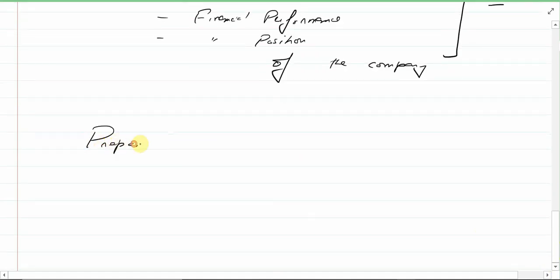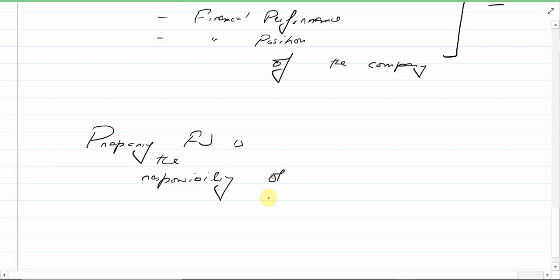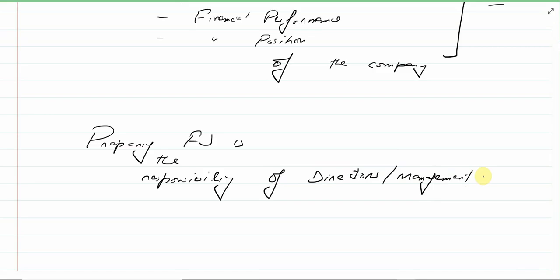So preparing financial statements is the responsibility of directors, or you can say management. So this is the concept of the financial statements, that is why the directors will be preparing them. Now we will be discussing what types of financial statements we have in companies and why there is a need to prepare and publish the financial statements. But this was the basic idea, that the financial statements are mainly prepared for the shareholders.